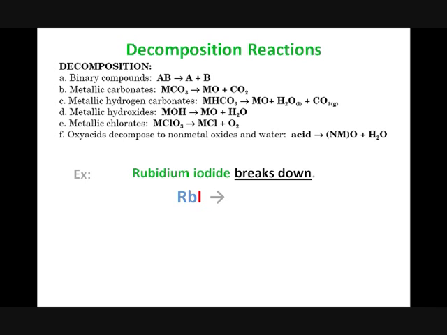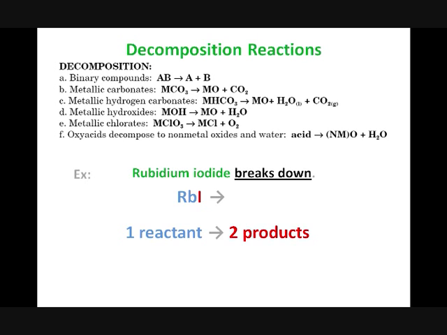And by the way, we're also not told about any other reactants. So that means we can assume that this RbI, rubidium iodide, is the only reactant. And we talked about this earlier. We know the only type of reaction that has only one reactant is, yep, that's it, decomposition. So this is definitely a decomposition reaction.